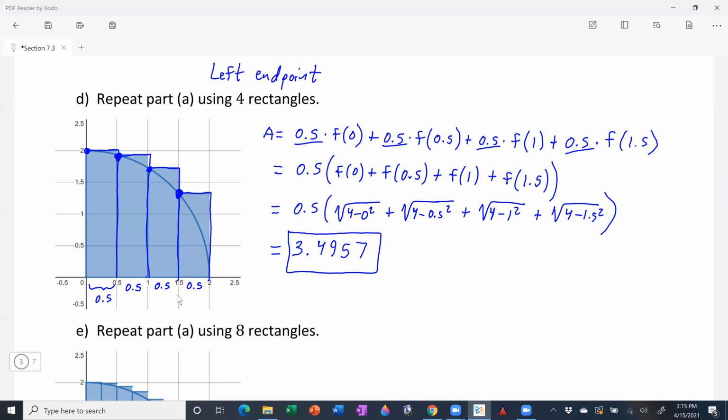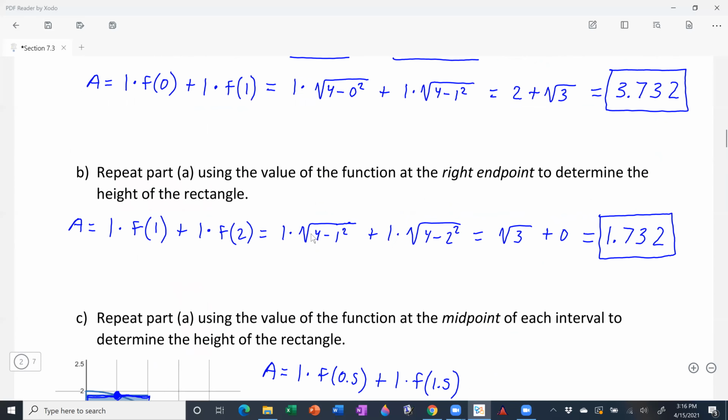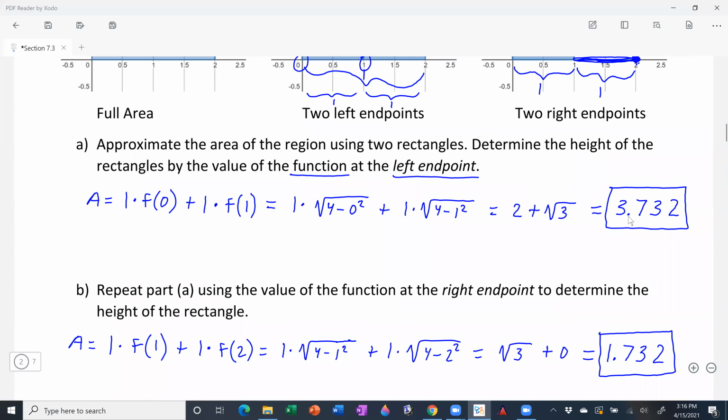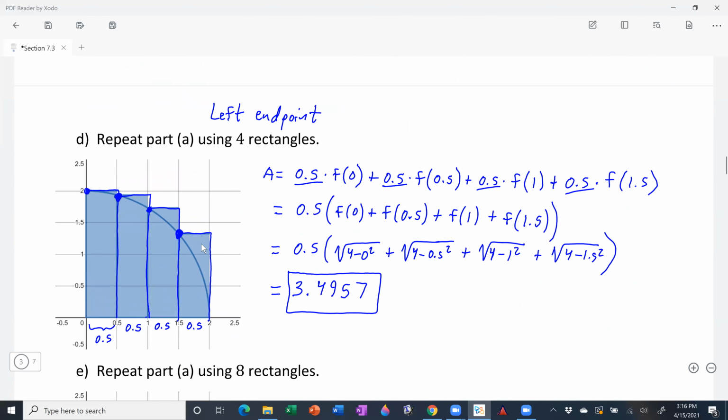Okay, and that is the answer for this one. And then we still want to think, how good of an estimate is this? Well, we're using left endpoint, and so let's compare that answer to the first left endpoint we tried. The first left endpoint, we tried 3.7 something. This one's 3.49. So there's a little bit less of the extra on the outside, okay? A little bit less. So this is better than 2 rectangles from left endpoint.